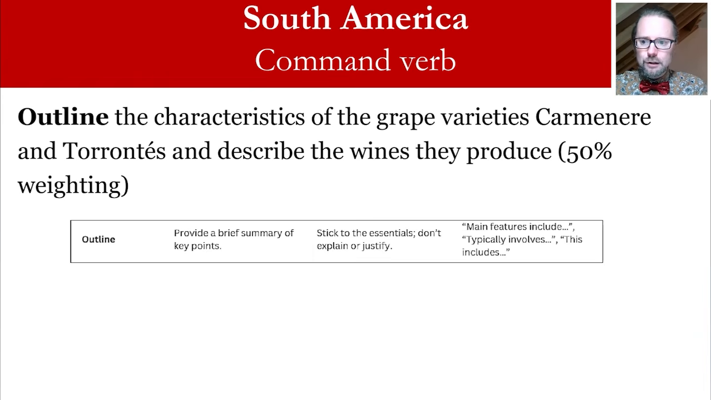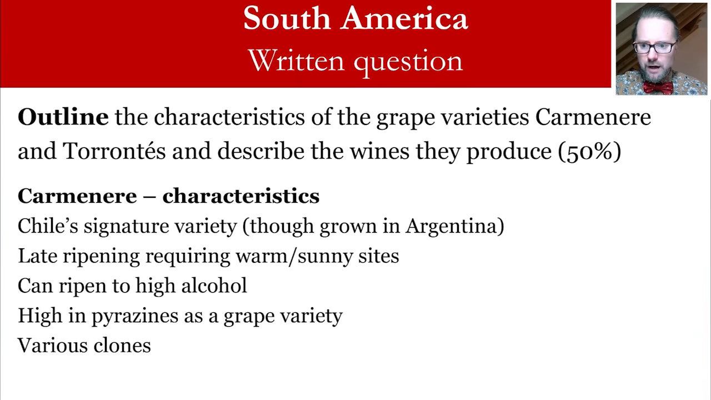So let's first of all look at Carmenère, which is listed first here. The characteristics of Carmenère to begin with. First of all, this is Chile's signature grape variety, which is very important, but it is grown in Argentina as well. So it's giving the location of this to begin with. You could also mention that a small amount is grown in southwest France as well. It is a late ripening grape variety, ripening 2 or 3 weeks later than Merlot, and needs warm but not too hot and sunny sites.